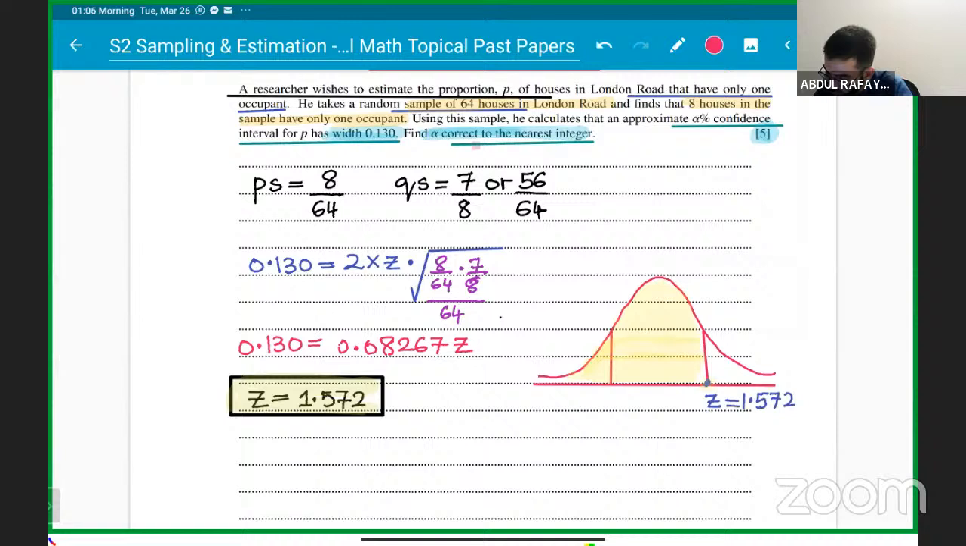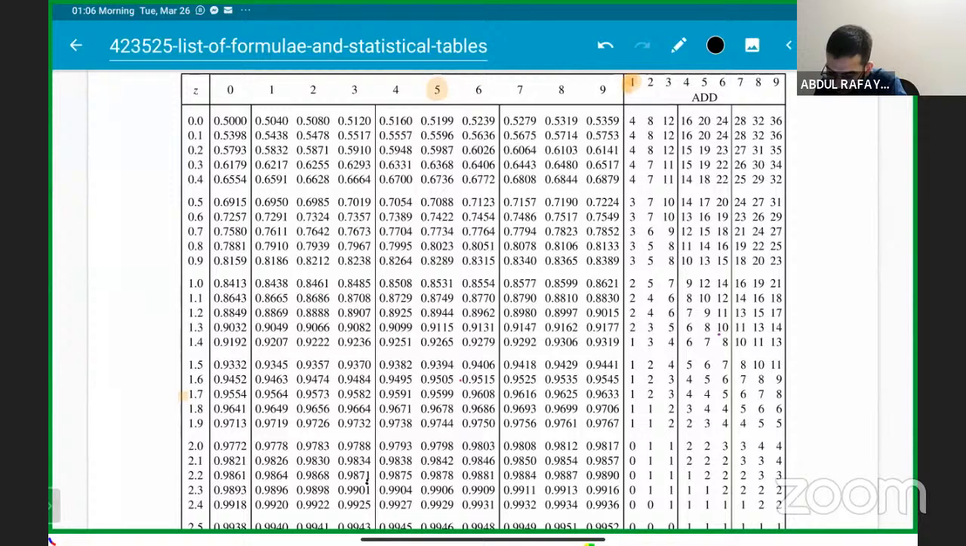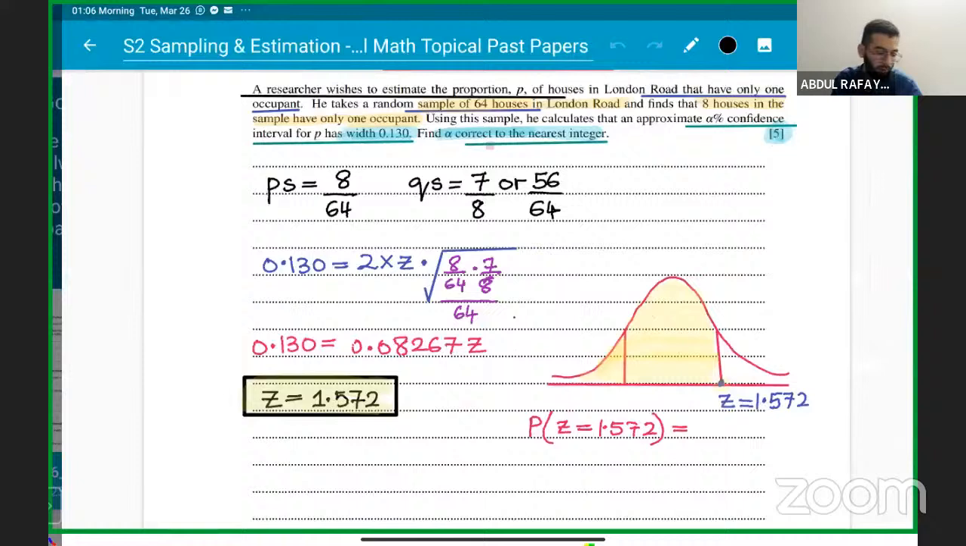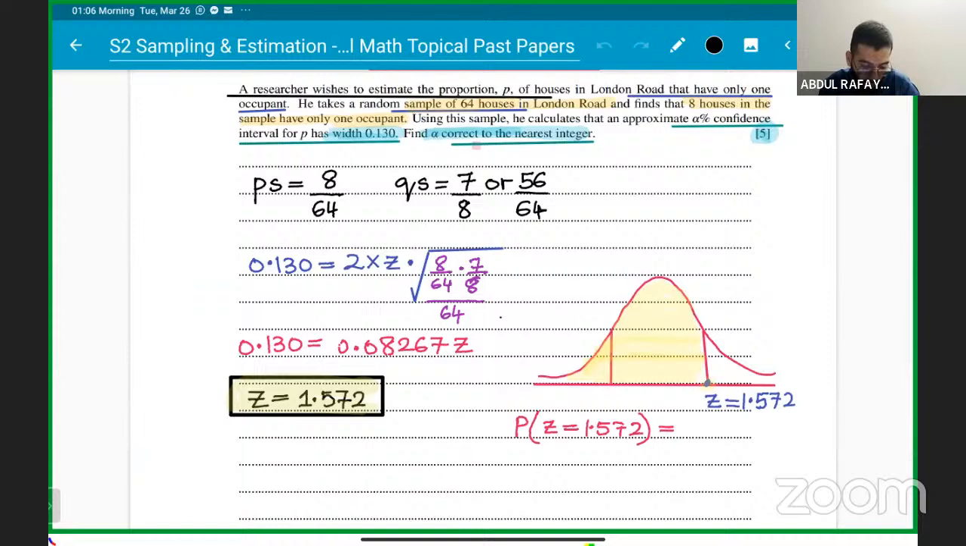So when the z value is basically 1.572, what is the probability, sir? So the probability that is coming, students, for 1.572, so we go, sir, 1.5 z value, 7 is this and 2 will be this, it will be 0.9418 plus 0.002. So 0.9418, let's do it in the calculator, 0.9418 plus 0.002, so I'm getting 0.942. So here we go, sir, 0.942 is the probability coming here. Okay, hope everyone is getting this. This whole probability, sir, is 0.942.